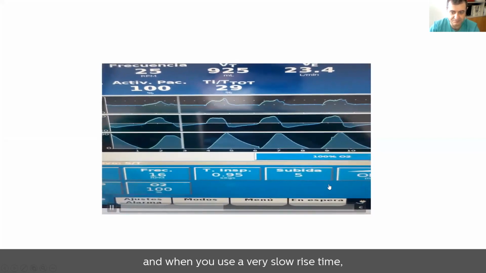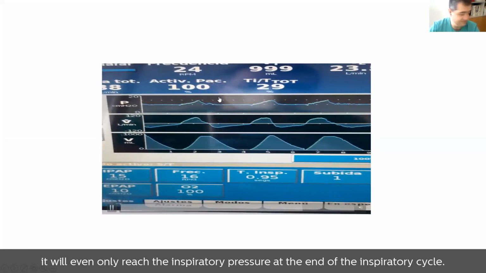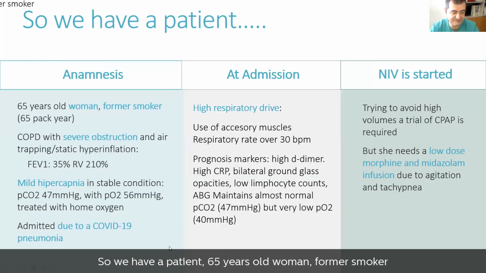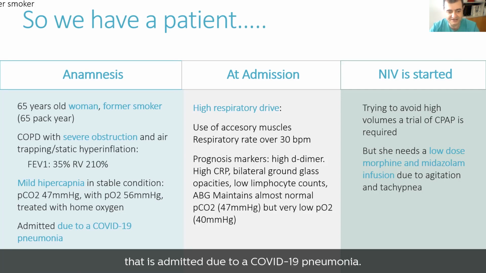And when you use a very slow rise time, it will only reach the inspiratory pressure at the end of the inspiratory cycle. So we have a patient, 65 years old, woman, former smoker with a very high smoking history, with severe obstruction and air trapping and static hyperinflation, with mild hypercapnia, a stable condition, who is admitted due to a COVID-19 pneumonia, and she shows a very high respiratory drive using accessory muscles, with a marked increase of markers of bad prognosis, such as high D-dimer or high CRP.